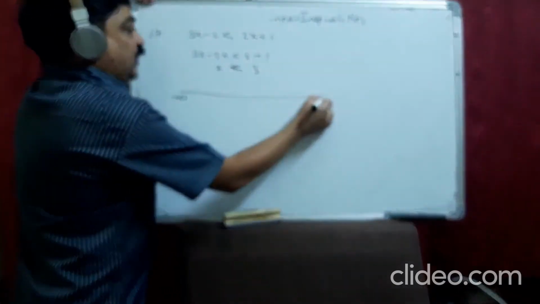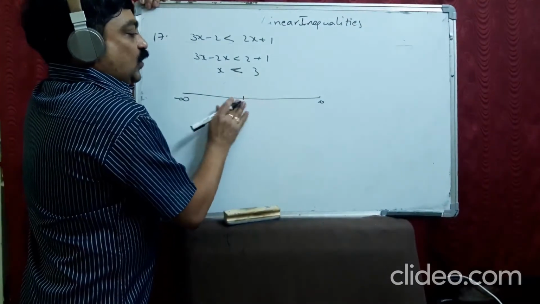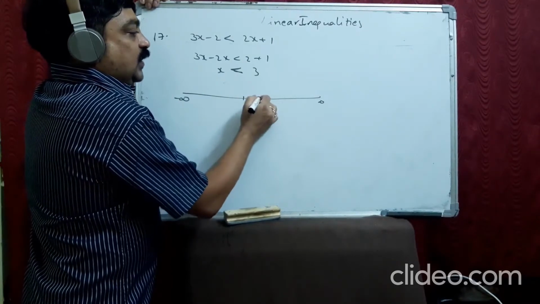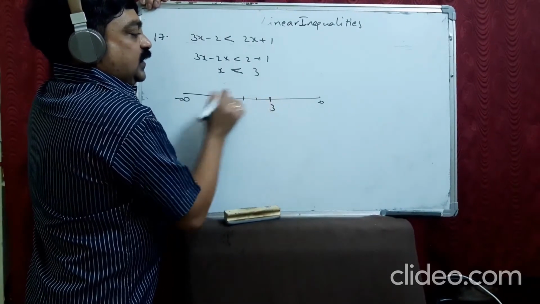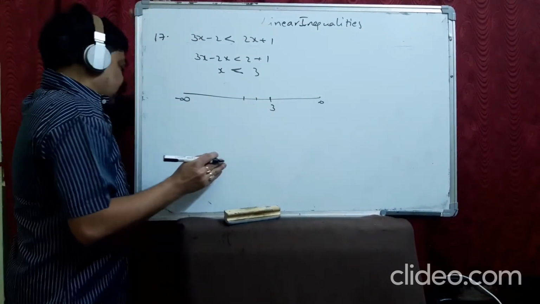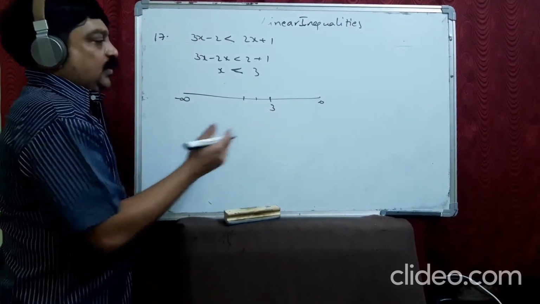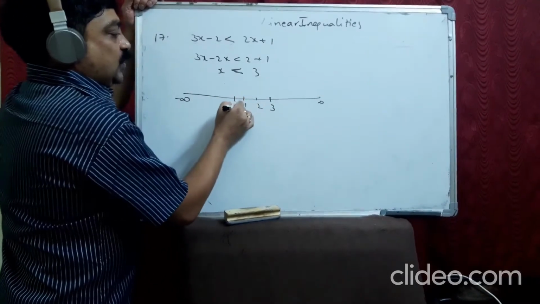From minus infinity to infinity, we take 0. No need to take 0 also. 1, 2, 3. Just take 3 here. If you want, you can take 0 also. Better 1, 2, 3 values. 1, 2, 3, 0. Okay.